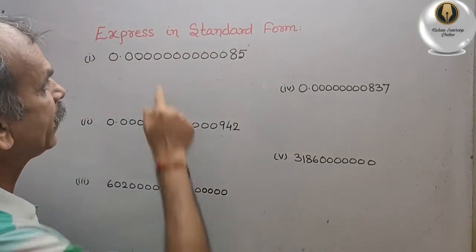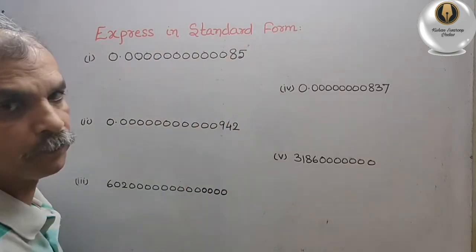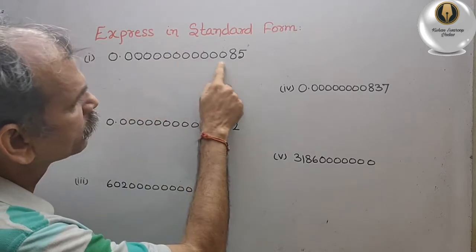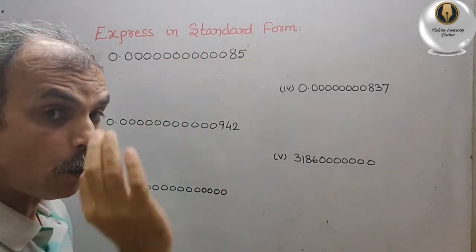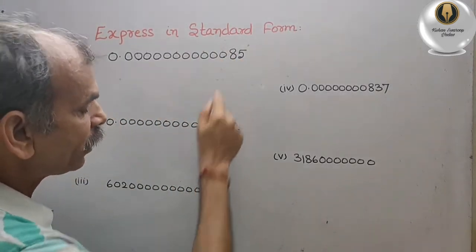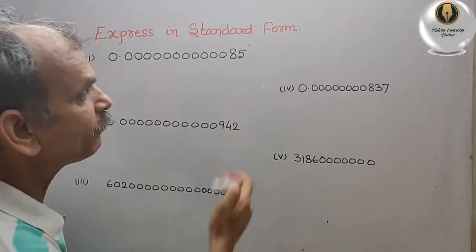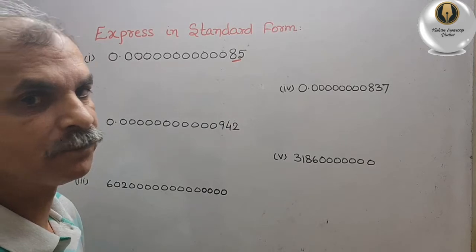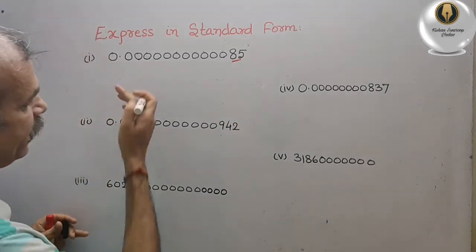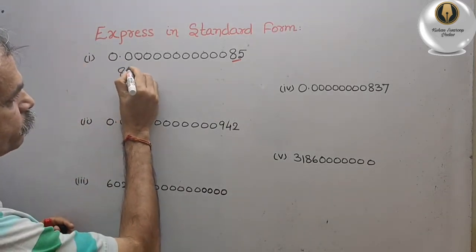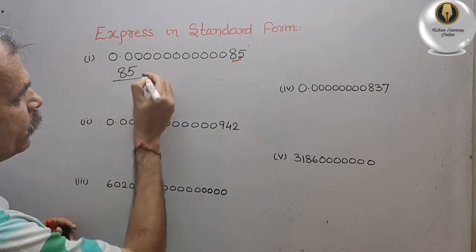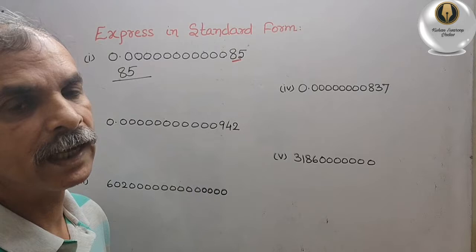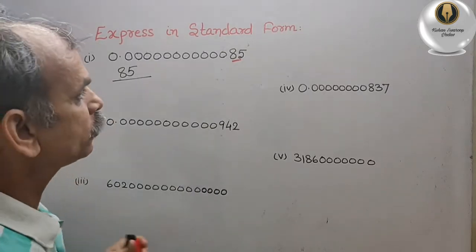आपका क्वेश्चन है एक्सप्रेस इन स्टैंडर्ड फॉर्म। दे हैव गिवन 0 पॉइंट सम zeros and 85. How we will write? Just we have to write the value first. So value is 85. So just we will write that 85 by, now after decimal how many digits are there, that we have to count.